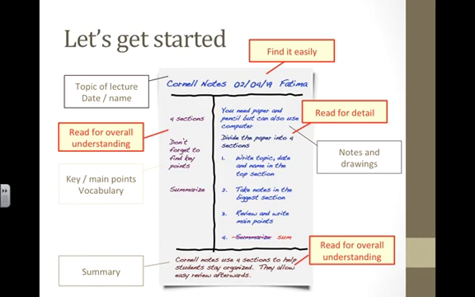So that is the Cornell note-taking system. I hope this helps you take notes in class when you're listening to your teacher's lectures or any lectures that you attend at the university.